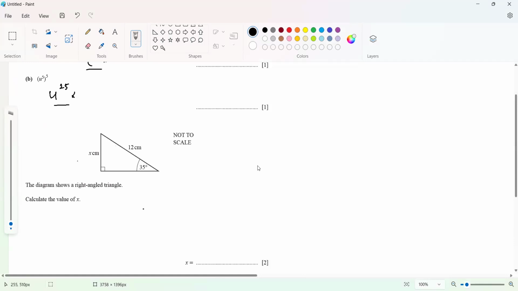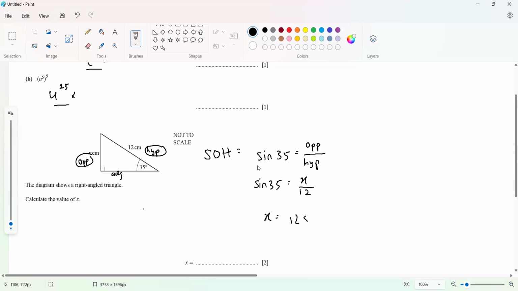So we know that based on the angle, this is the opposite, adjacent, and the hypotenuse. We're looking for the opposite, to be precise, and we're given the hypotenuse. So in other words, we'll be using SOH. That means sine 35 equals opposite over hypotenuse, which means sine 35 equals x over 12. So x equals 12 sine 35. That can be done on a calculator to three significant figures, so that would be 6.88 cm. These are three significant figures. So that is for question number 6 and 7.